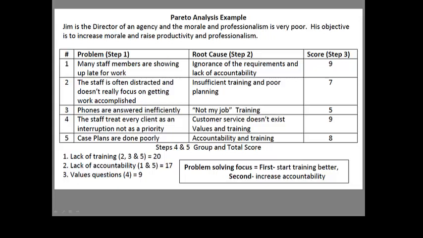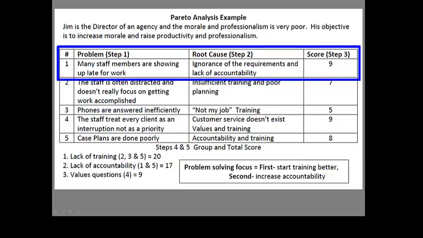In step 1, I identify the problems, and I've identified 5 of them. Many staff members are showing up late for work. That's great, but I can't solve the problem until I know the root cause. In this particular case, the root cause was ignorance of the requirements and a lack of accountability. I'm going to score that on a scoring rubric, 1 being a low intensity problem, 10 being a high intensity problem. This is a 9.